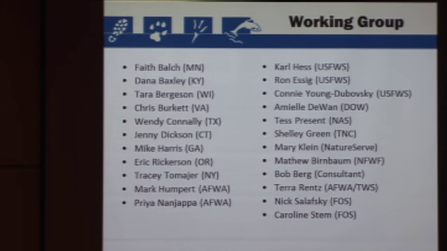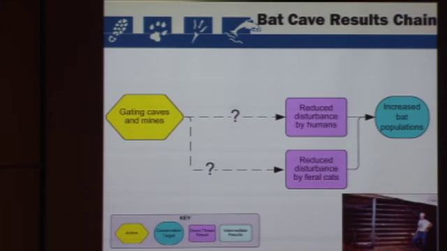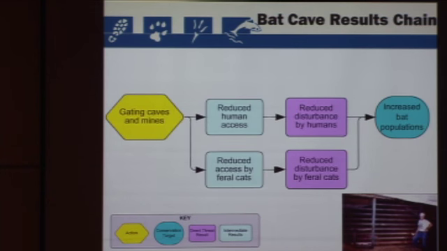So what we did is we formed a working group with a whole bunch of folks, including Mike Harris from Georgia, who some of you may know. And in that working group, we basically said, okay, these state wildlife grants, really what they are now is a bunch of random acts of conservation. So we might be in Kentucky, and we might have a bat population, and we're going to put up a gate, and we can get some money to gate some caves and mines. Why? What's the theory of change there? Well, we want to reduce disturbance by humans and disturbance by feral cats. Those are the threats we think are there. And we think that's related to human access.